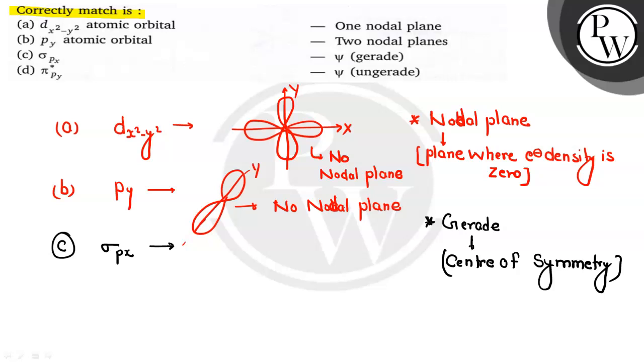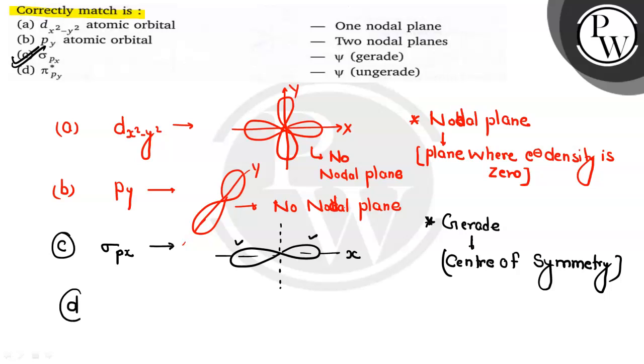So sigma px क्या होता है? Sigma px is simply we have the p orbital along the x axis. ठीक है, along the x axis होता है. तो हम अगर यहाँ पे एक अगर बीचों बीच से यहाँ पे अगर plane हम cut करेंगे, so we can see we will be having two equal parts. That means यहाँ पे एक बिल्कुल center of symmetry हमको मिल रही है. That's why we can say that sigma px is gerade. So we can say that option number C is the correct answer.